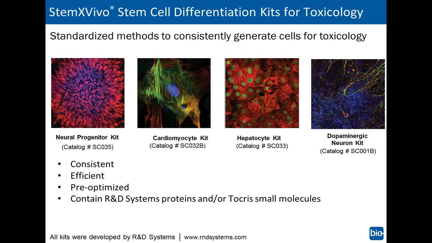The research scientists at Bio-Techne are intricately involved in developing and working with induced pluripotent stem cells, and they've developed a number of differentiation kits that can be used for toxicology and disease modeling. And these kits are StemXVivo Differentiation Kits, which provide optimized cocktails of proteins and/or small molecules that help differentiate pluripotent stem cells into terminally differentiated cell types such as cardiomyocytes or hepatocytes, or intermediary cell types such as neural progenitors.